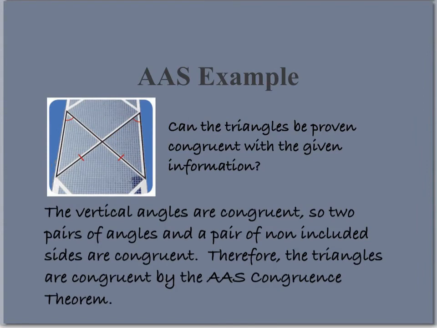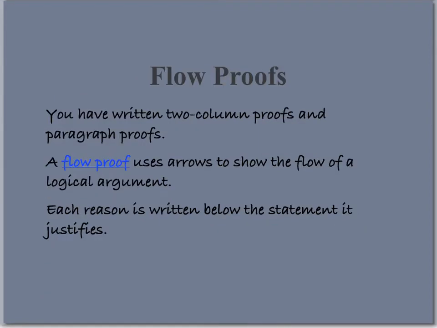So we have enough to prove that these triangles are congruent by the angle, angle, side congruence theorem. All right. I'll introduce you now to a third way to do a proof. You've written 2-column proofs and paragraph proofs. Let's talk about a third way to write a proof. It's called a flow proof. A flow proof uses arrows to show the flow of a logical argument.